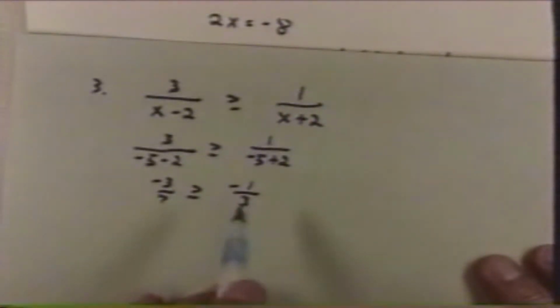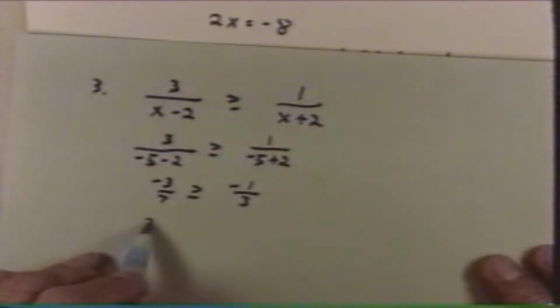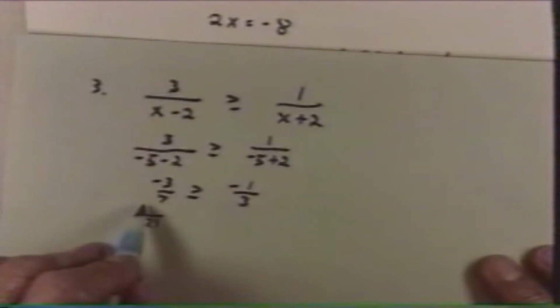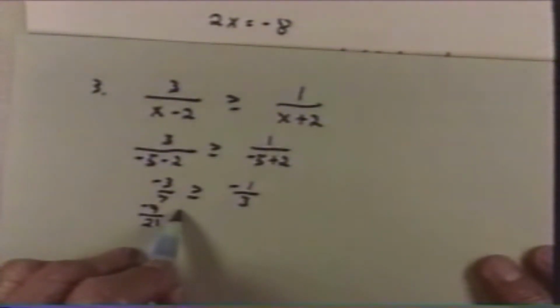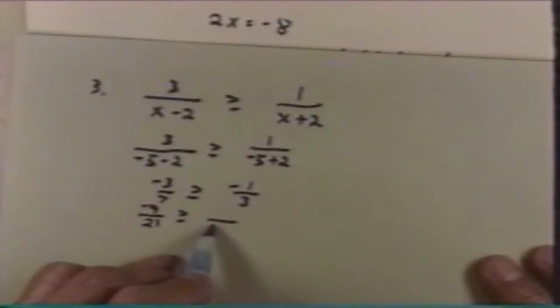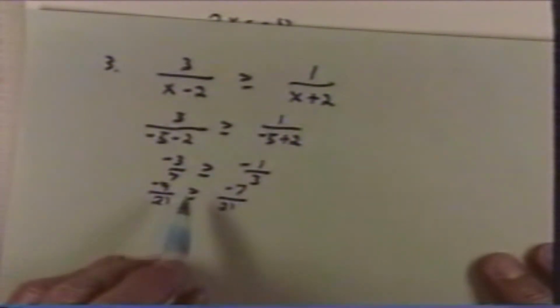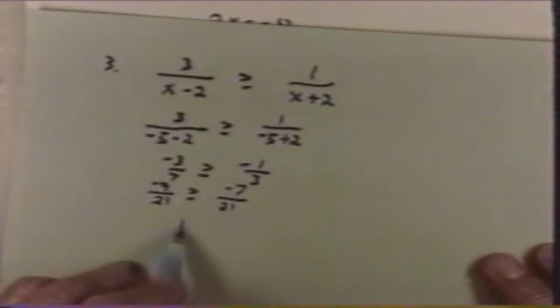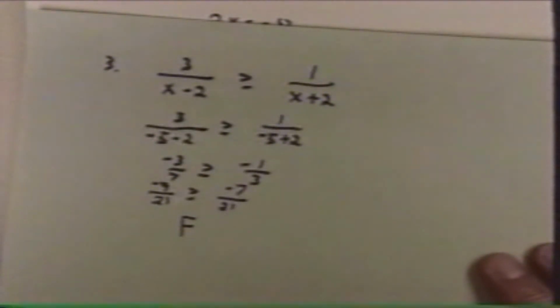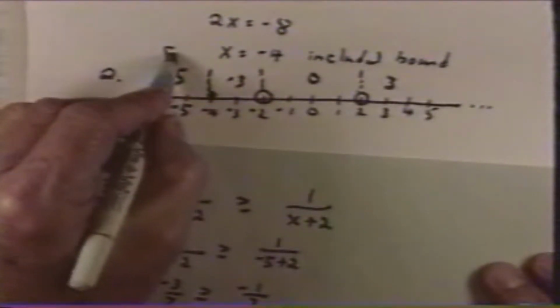Now, of course, I need a common denominator, which is going to be 21. 7 goes in 21 3 times. 3 times negative 3 is negative 9. 3 goes in 21 7 times. 7 times negative 1 is negative 7. Well, negative 9 21sts greater than or equal to negative 7 21sts is false, because negative 9 is less than negative 7. So this gave me false.